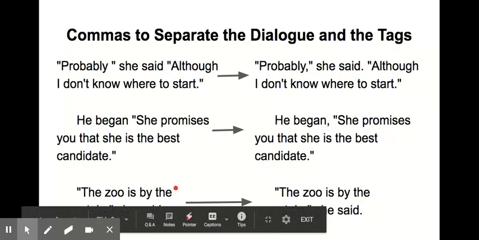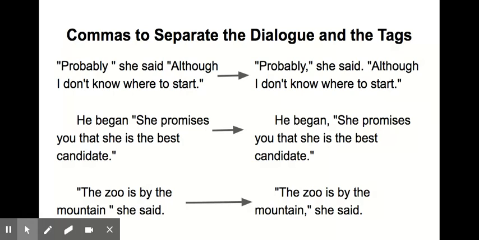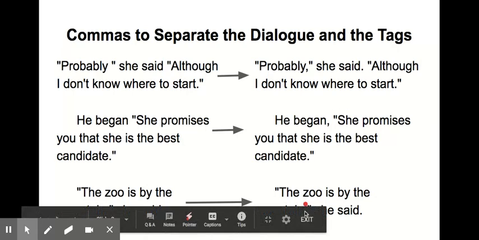Let's look at another example. "The zoo is by the mountains," she said. And notice the dialogue tag, she said, is after the speech. So in this part, there is a comma after the word mountains and before the quotation mark.